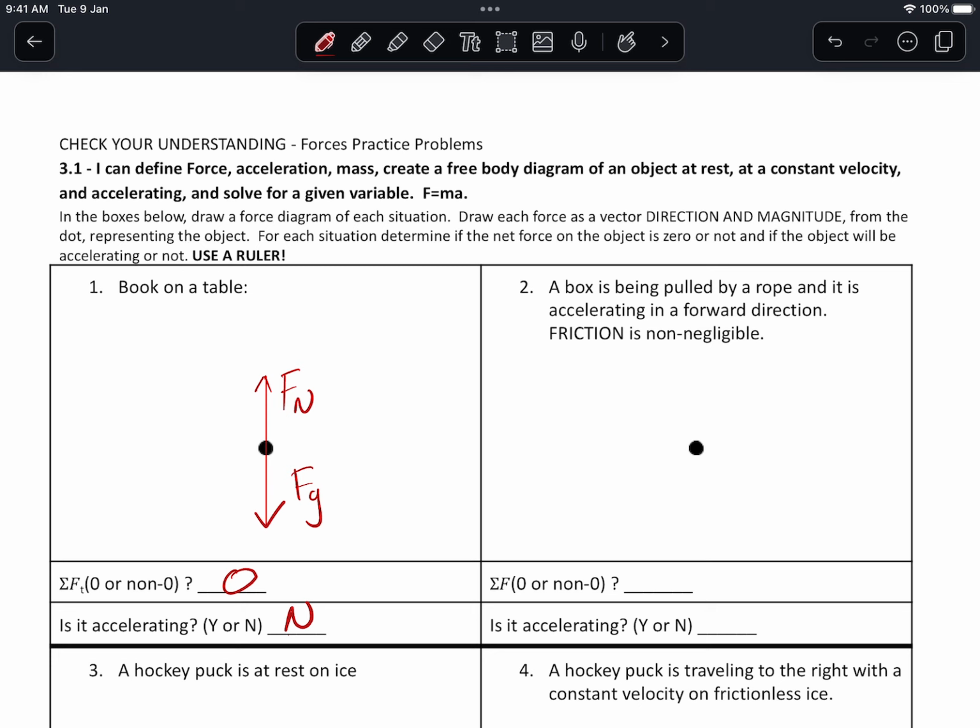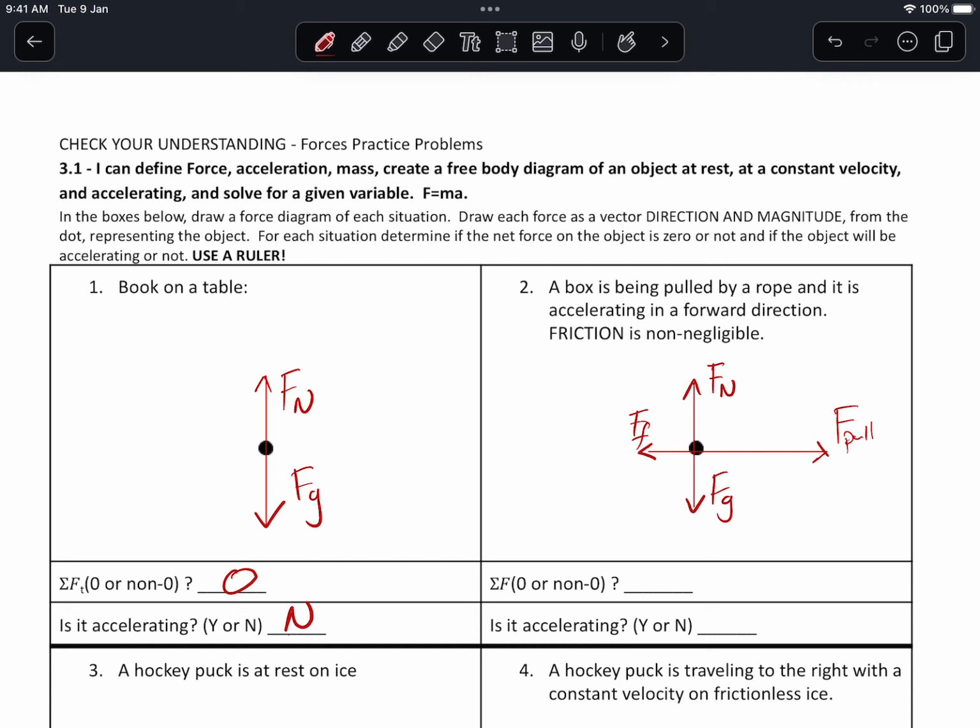Okay, number 2, a box is being pulled by a rope and it's accelerating in a forward direction. Friction is non-negligible, which means there is friction. So let's see, it's a box and it's on Earth. So it's going to have a force of gravity downwards. It's going to have a normal force upwards because it's not accelerating in the y direction. However, it has a pulling force, or force applied, and since it's accelerating in the forward direction but it has friction, then I must have just a little bit of a friction vector back here, and I call that the force of friction.